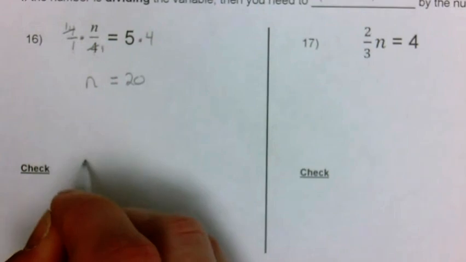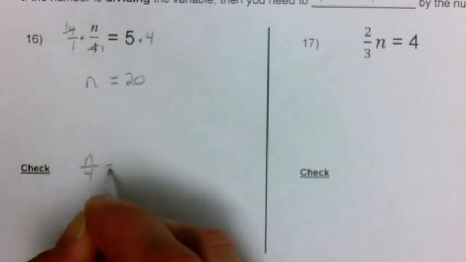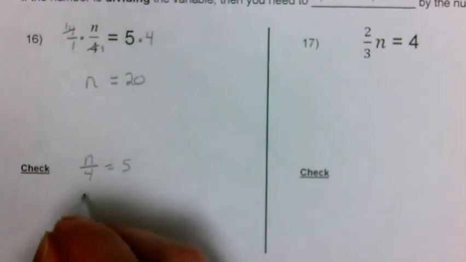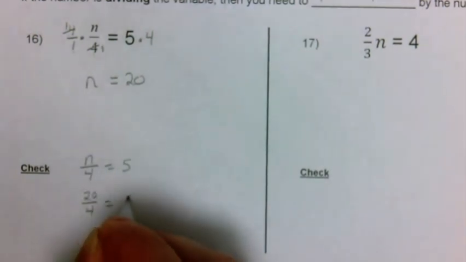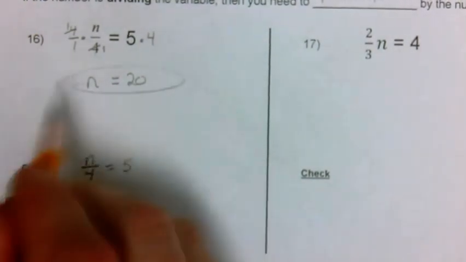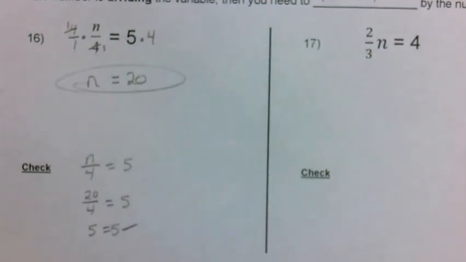Let's do our check. Rewrite the equation. n divided by 4 equals 5. Substitute in your answer. We think n is 20. So 20 divided by 4 equals 5. And if you divide 20 by 4, you do get 5. 5 equals 5. The check worked out. So I know that n equals 20.